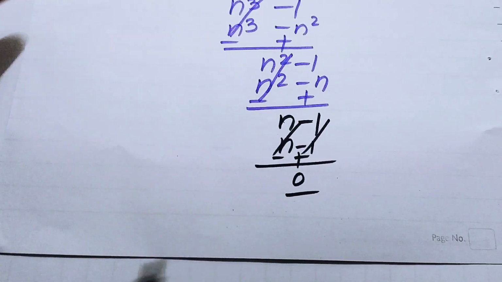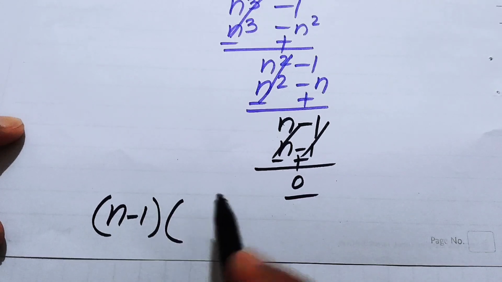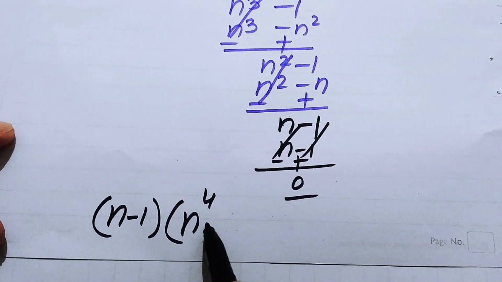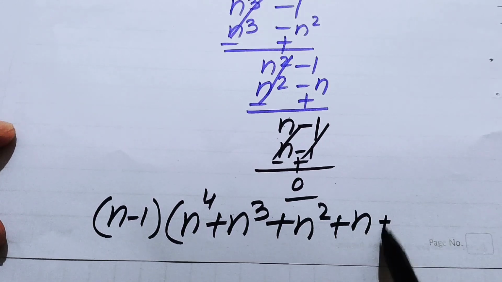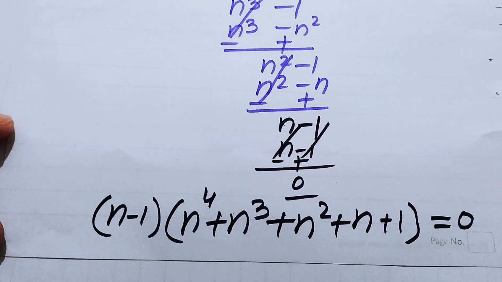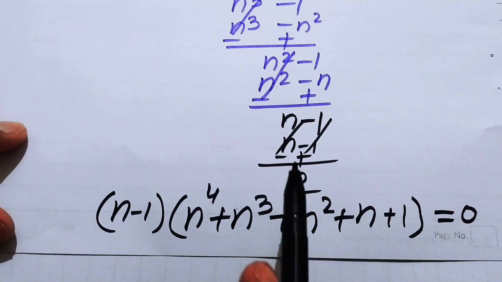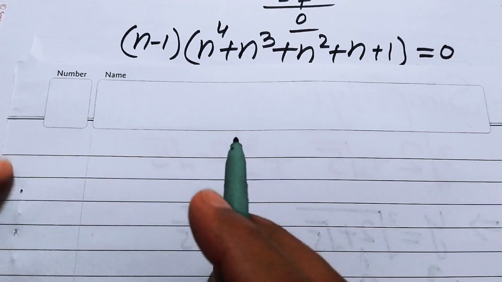So in the next step we write our answer of the division in this form. When you multiply our divisor by our answer, then you get the remainder. So we have n to the power of 4 plus n cubed plus n square plus n plus 1 equals 0, because this is our answer and this is the divisor. When we multiply these two, you get the remainder, and our remainder will be 0. So now we further proceed with this equation, and we get all the other roots of this equation. So here we have two cases.